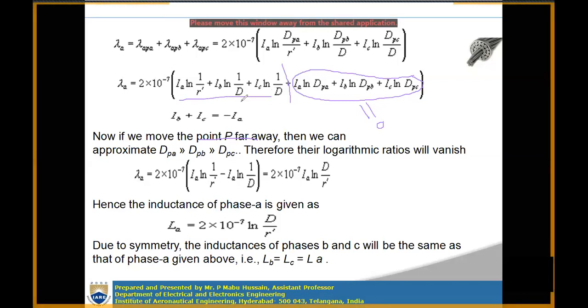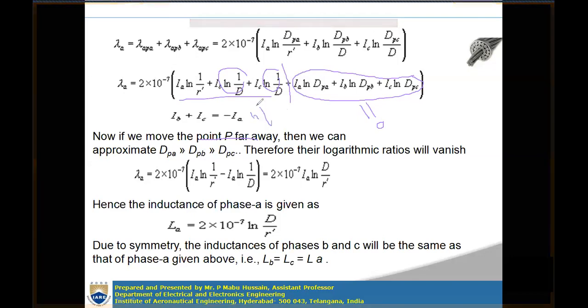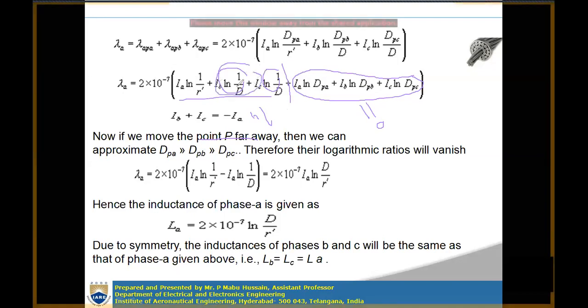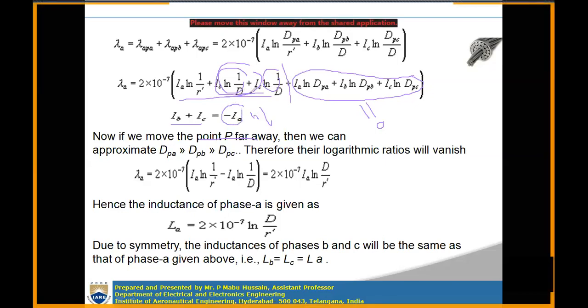Now here, ln 1 by d is common in these two expressions. So lambda A can be written as 2 into 10 power minus 7, IA into ln 1 by r dash. In these two, you take ln 1 by d as common, so you get IB plus IC, which is nothing but minus IA. So from these two expressions, you can write minus IA into ln 1 by d.